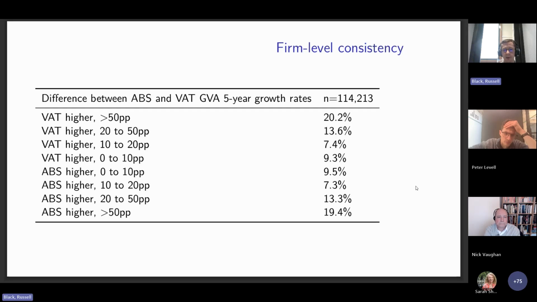Just to show you again, over 5 years, the table of the differences, where over 5 years we have a company that is different by more than 50 percentage points growth. We have quite a lot of these companies, but at least it's still symmetric. We have as many companies where the VAT and the ABS are positive versus as many companies where the ABS and VAT are negative.